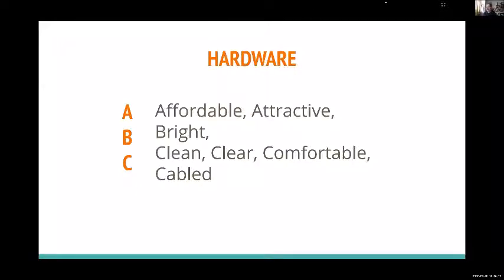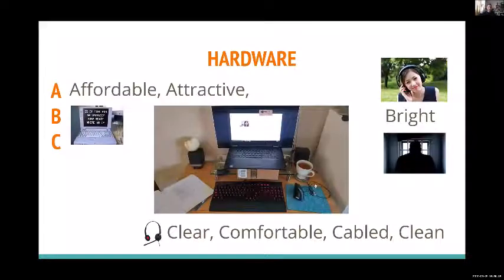So to feel comfortable and confident and prevent most of the glitches that you may come across, I'd say that your hardware should be affordable, attractive, bright, clean, clear, comfortable, and capable. Why? Affordable. You don't need who knows what kind of cutting-edge computer, but you cannot have a computer from 1982 either. If it's very, very old, try to buy a new one. But if it works with the internet, fine, go.